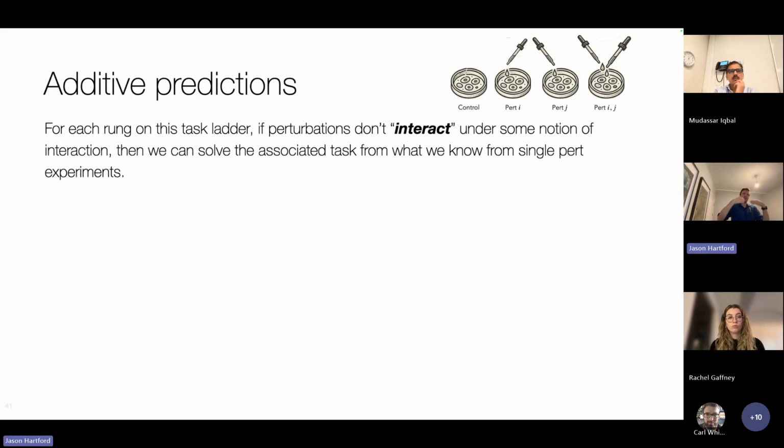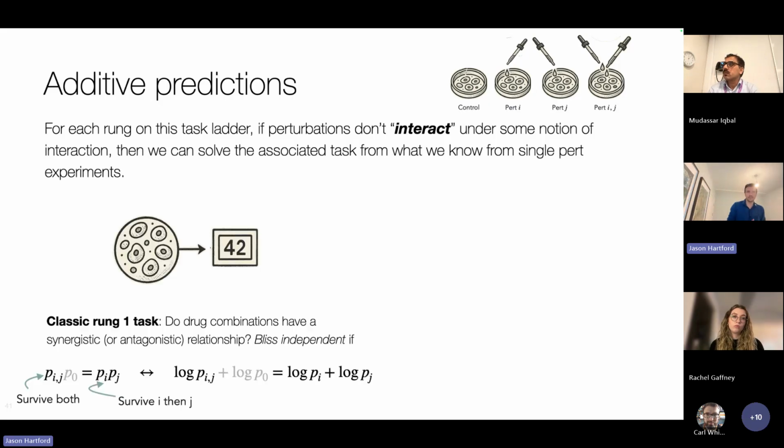And the way we're going to approach this is that at each rung on this task hierarchy, we'll say that if perturbations don't interact by some notion of interaction, which we're going to define in a minute, then we can solve the associated task from single perturbation experiments, right? So we're going to say, look, if things don't interact, then I only need to run the single perturbation experiments, and I can predict what's going to happen in the double perturbation experiments. But if they do interact, then I have to run the double perturbation experiments. So we're going to break it up into these two cases.